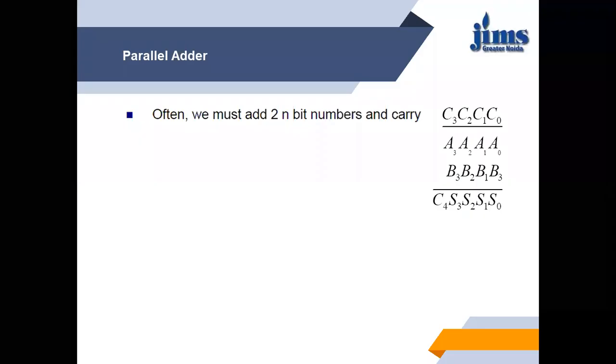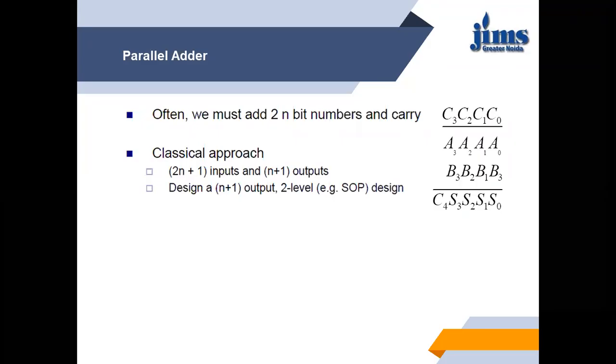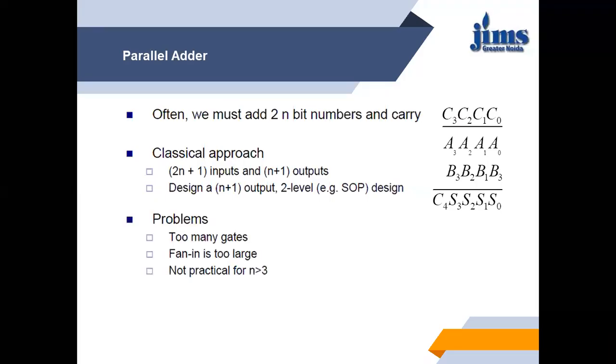How to add two n-bit numbers? The mathematics behind this is that for the classical approach, the input is 2n plus 1. So this is n, 4 plus 4 is 8, plus 1 for the input carry. So the input is in this case 9 bits and the output is n plus 1: n-bit output sum and 1 bit carry. So we have to design an n plus 1 output two-level SOP design, which is what we have done so far. But the problem with that approach is that too many gates are required, fan-in is too large, and it is not practical when n increases beyond 3.